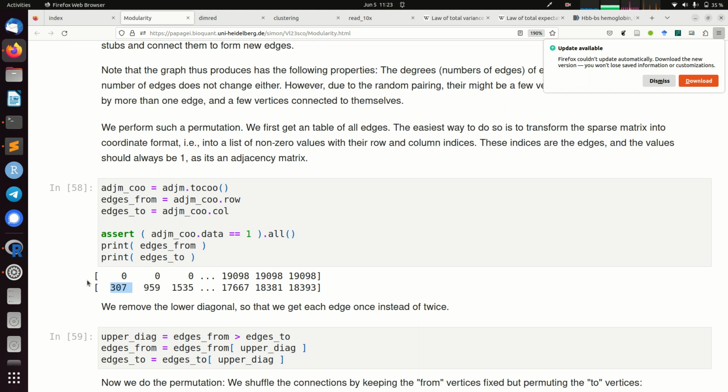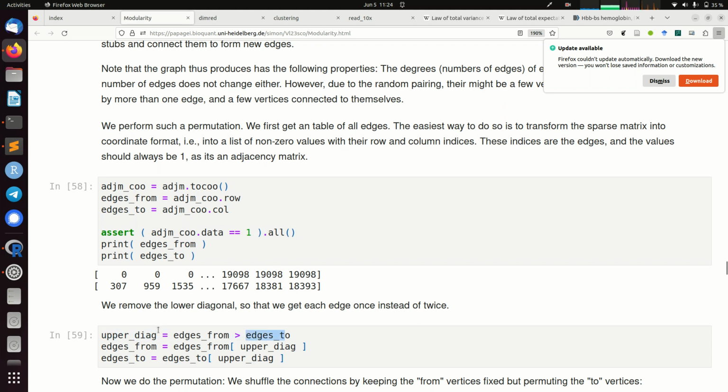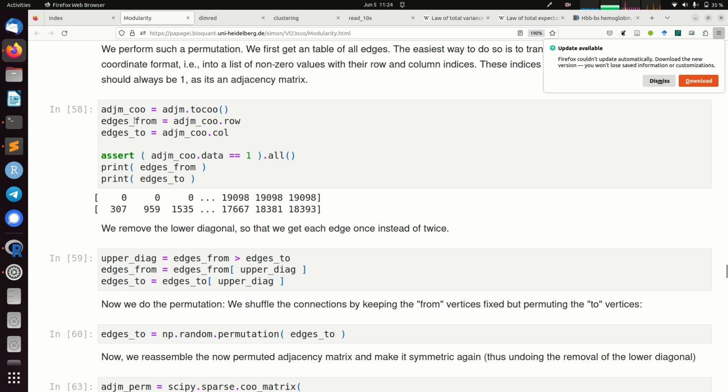So I tell this thing I only want the upper diagonal, so only those entries where the from is smaller than the to. And then I say, okay, now remove from my table all the lower diagonals so that we are only left with this. Now we have our edge list and we have it only once. And now we do our edge shuffling, which turns out to be terribly easy. We just keep the upper row as it is, take the lower row and permute it. I take a random permutation of the lower row. The lower row is the edge list to. Tell NumPy I want a random permutation, and now I get a new thing.